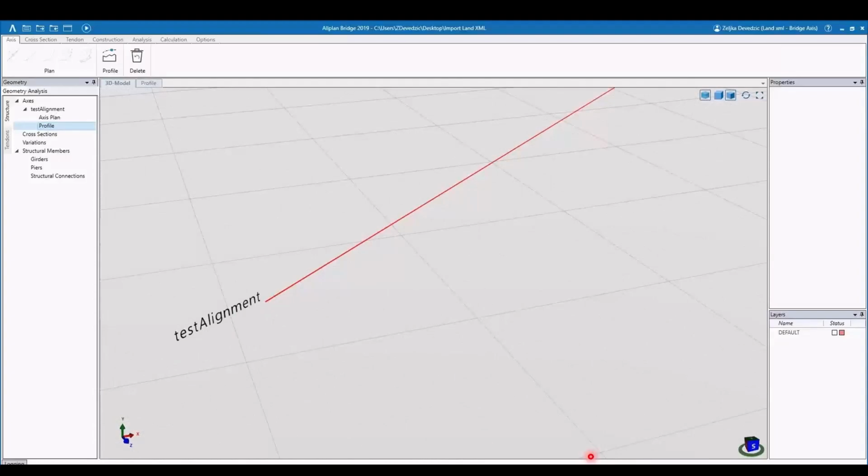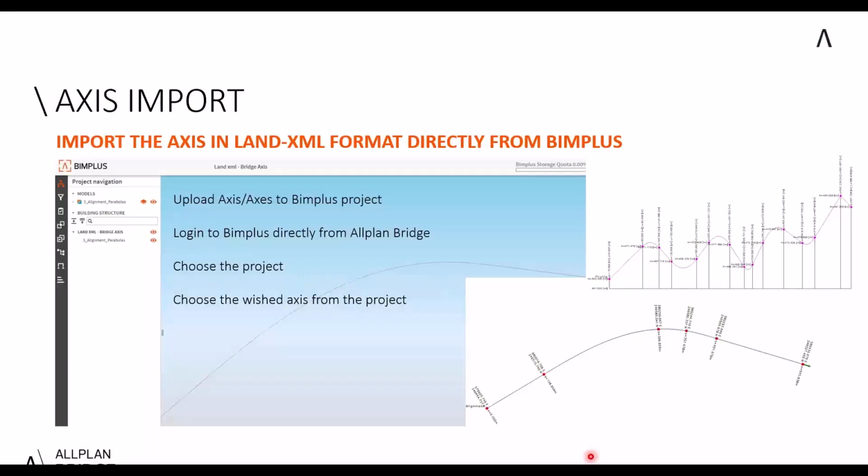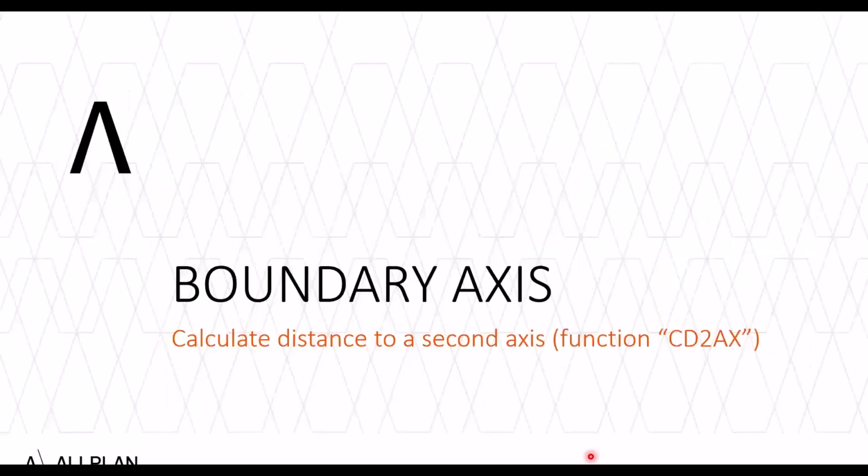Yes, here's the 3D view of it. Okay, this was about handling the main axis. And the first, let's say, special axis that we want to discuss today is the so-called boundary axis.